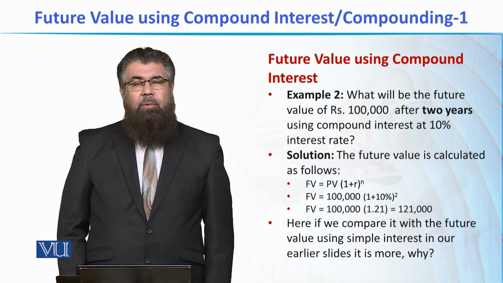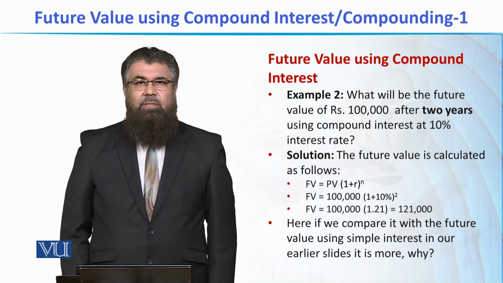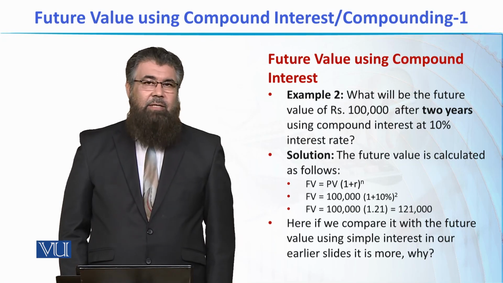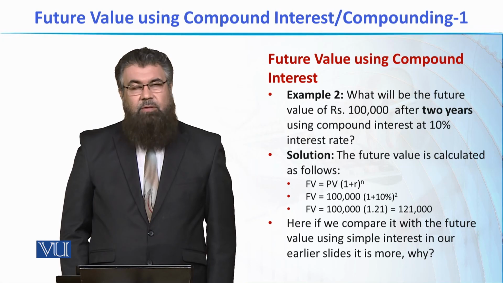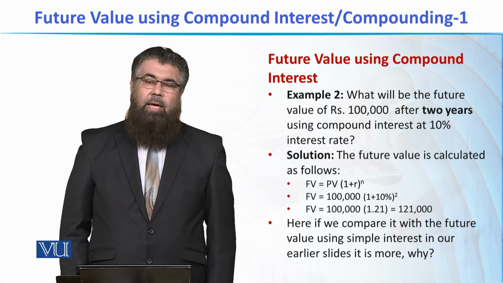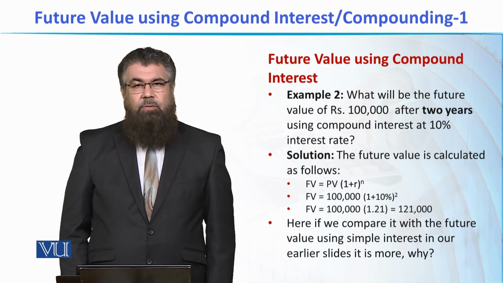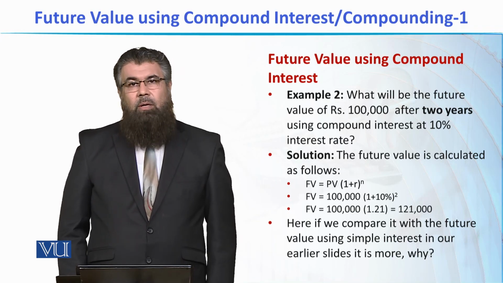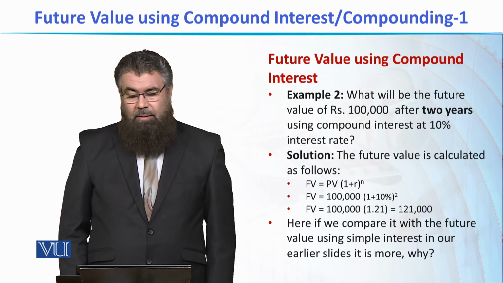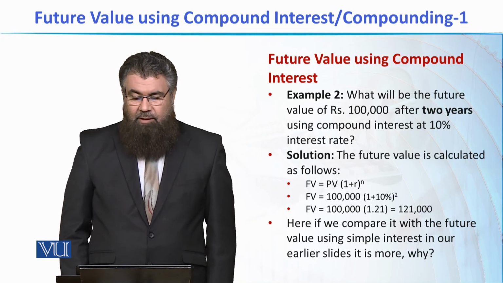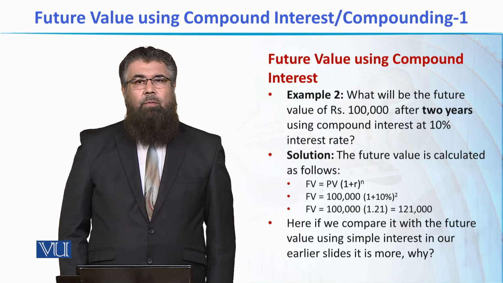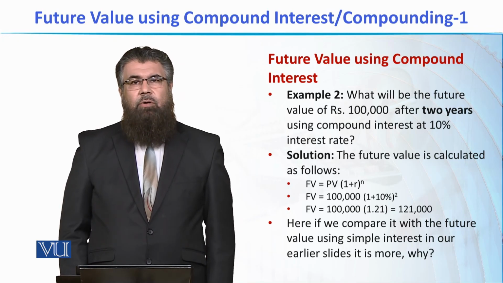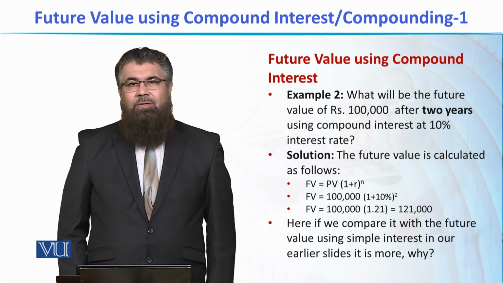Here we have got the same amount of 100,000 rupees at 10%, but now we are calculating the future value after 2 years as we did with simple interest. Now have a look at the same formula. It is future value is equal to present value into 1 plus r raised to the power n. And here the present value is 100,000, rate of interest is 10, but now n is equal to 2. So when we apply this formula, we get a future value which is 121,000.